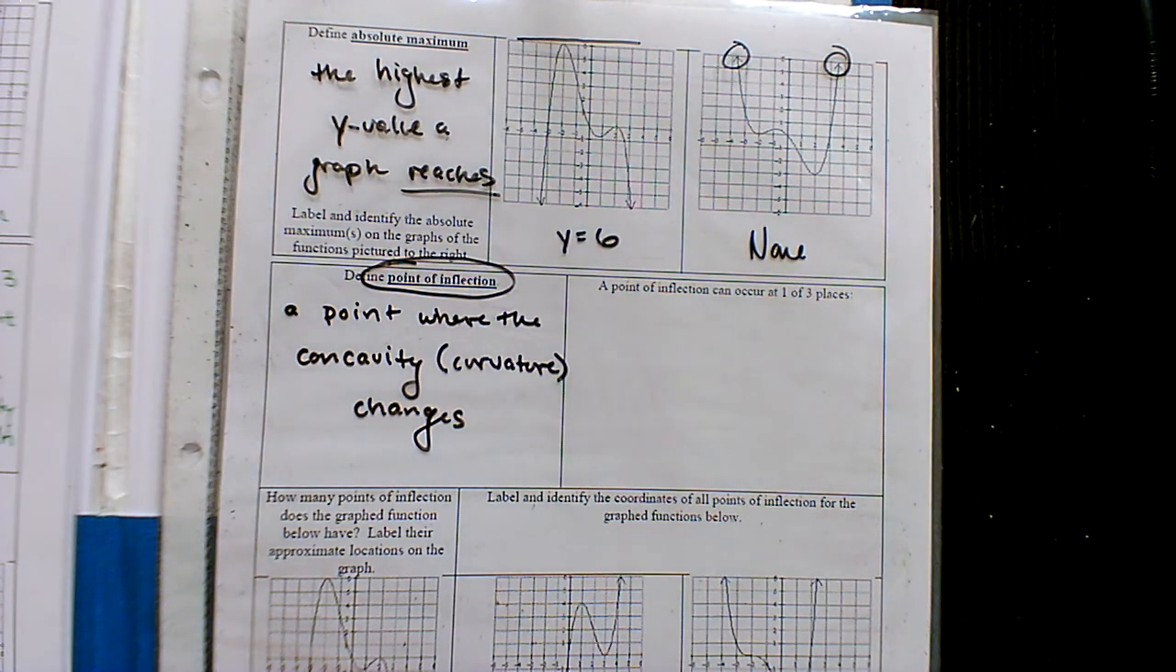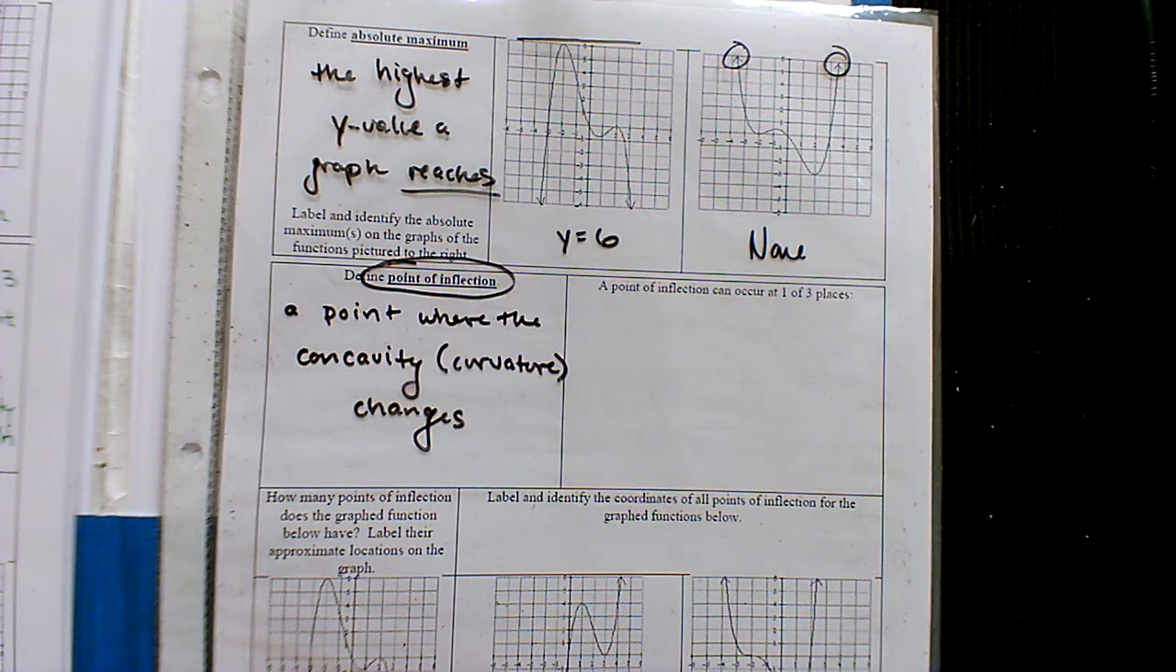I'm pretty sure we've heard the word concave before, maybe in your science classes, like concave lens, convex lens. Okay, it's about the curvature of the lens. We're looking at the curvature of a graph now.